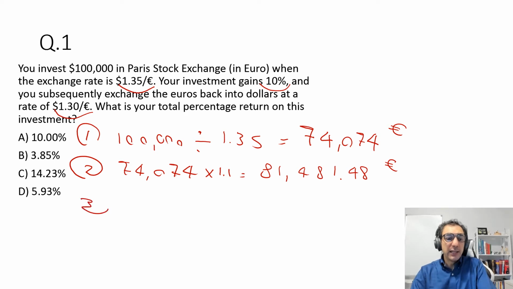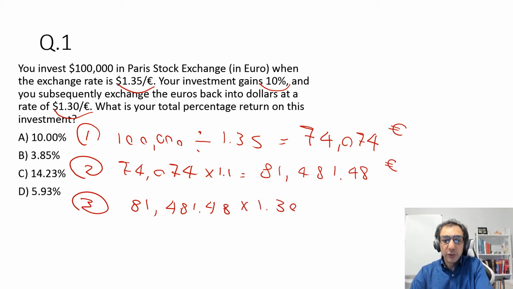And the last step, you are converting the euro back to dollar because you don't need the euro anymore. You want to spend the money in dollar. What is the current exchange rate? It's $1.30 per euro. So now you have 81,481.48 euro. You are converting back to dollar.